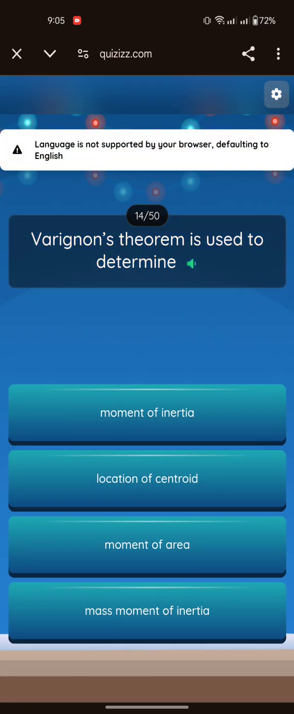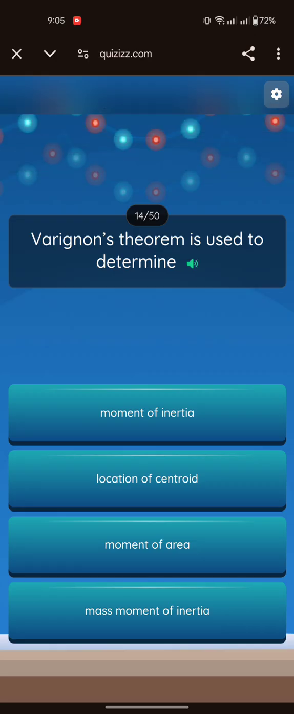Question. Varignon's theorem is used to determine Option 1 moment of inertia. Option 2 location of centroid. Option 3 moment of area. Option 4 mass moment of inertia.